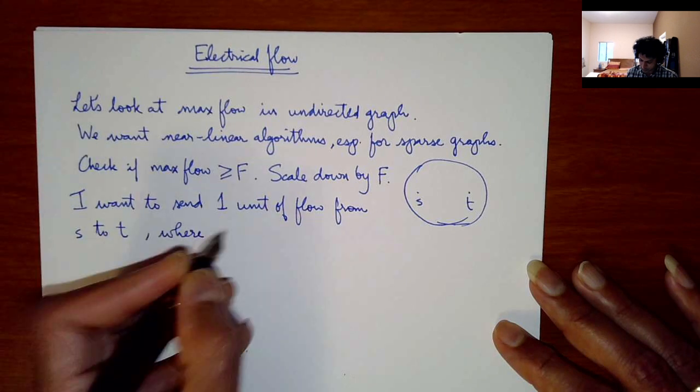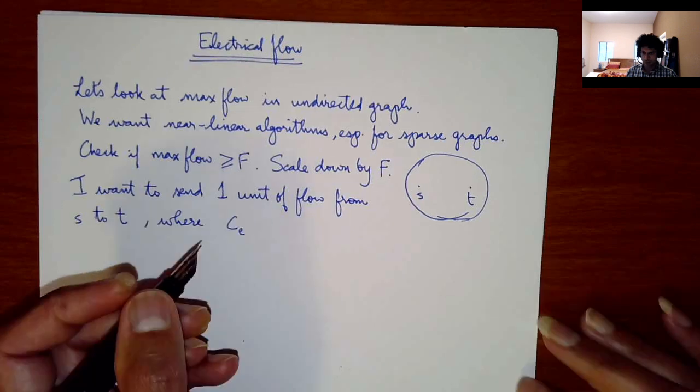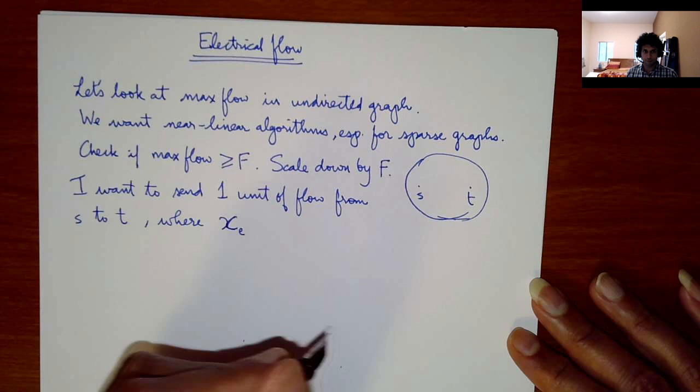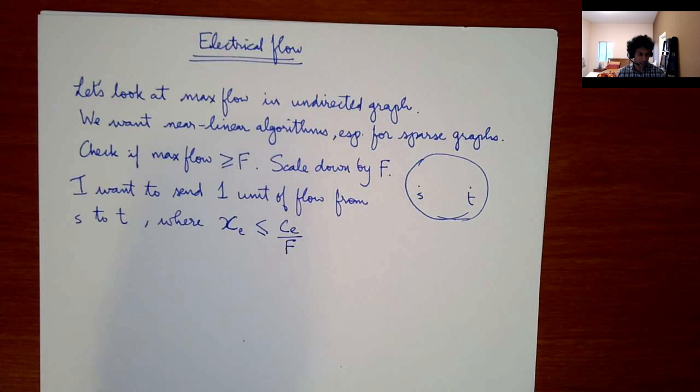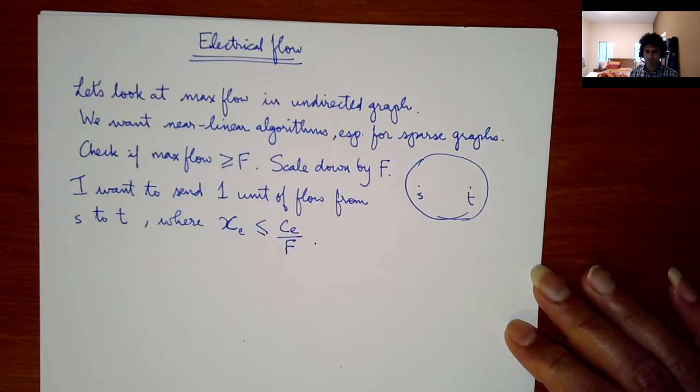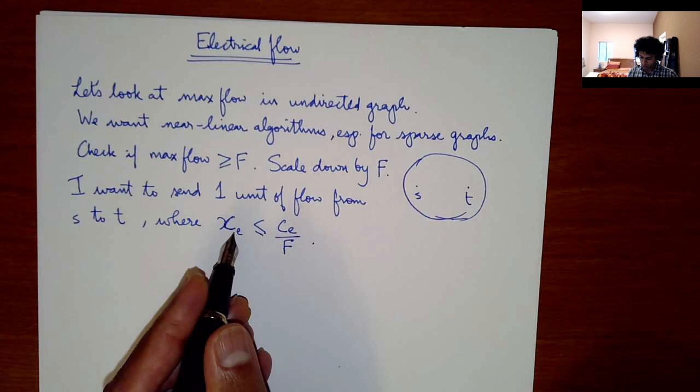from S to T, where the capacity of an edge has now been scaled down. So what I can say is I want the flow on the edge to be at most Ce divided by f, because I've scaled everything down. Okay, does this make sense? I want to send 1 unit of flow from S to T, where the flow is now going to be the capacity divided by f, because I scaled the problem down.